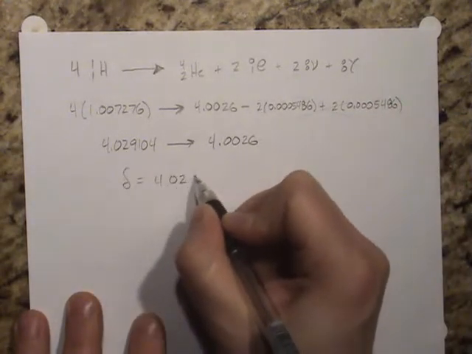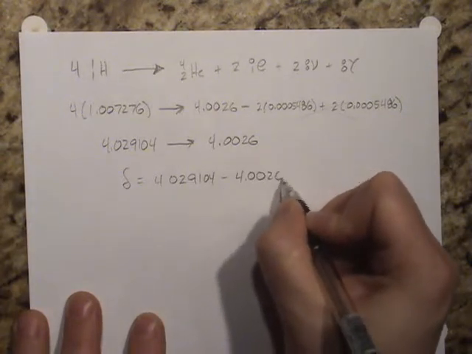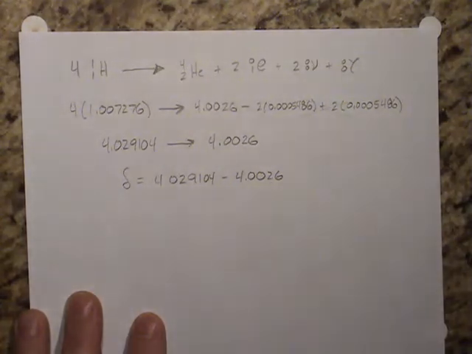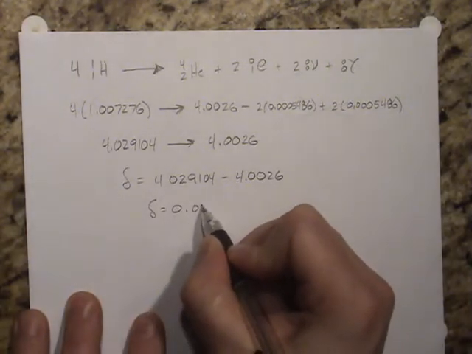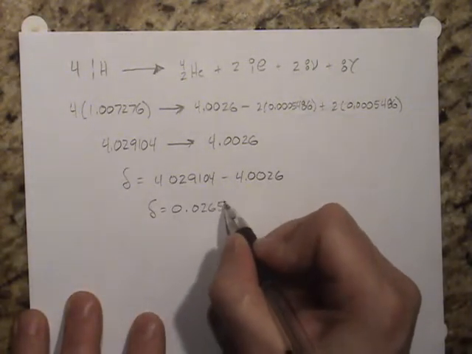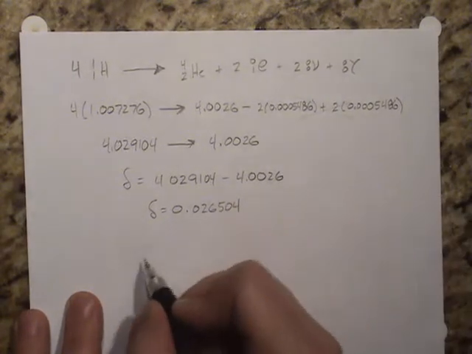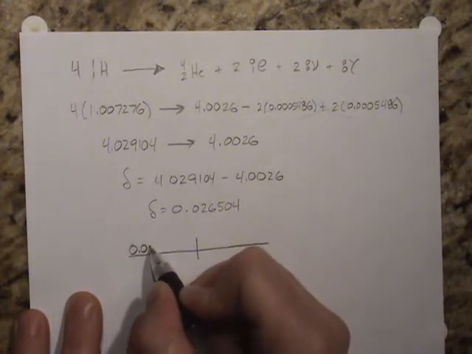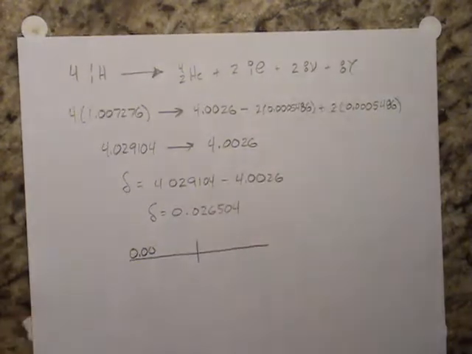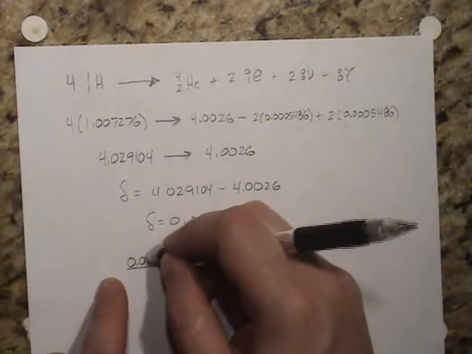That's 4.029104 minus 4.0026. And that gives a mass defect of 0.026504. And we can then use Einstein's mass energy relationship to calculate how much energy that corresponds to.